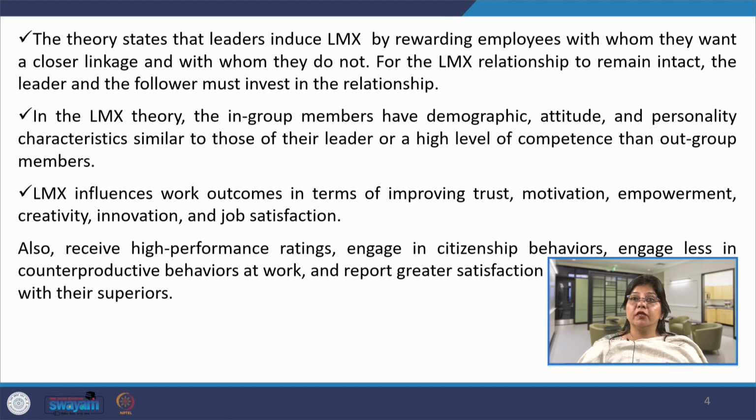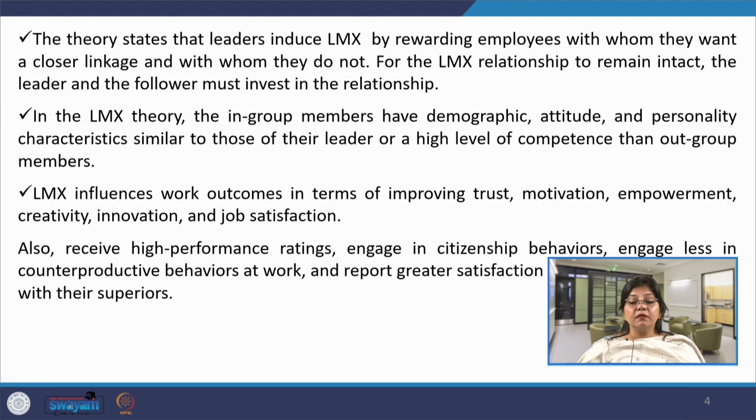For the LMX relationship to remain intact, the leader and the follower must invest in the relationship. So, it is not only that the leader is just extending his or her hand towards those specific group of members, even the in-group members have to reciprocate in order to establish that relationship within that organization. So, it is basically not a very political issue to be highlighted, but it is something that as per the situation, the leader maintains this kind of membership within the organization.